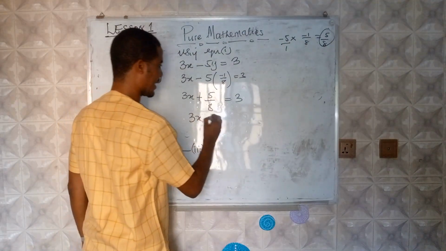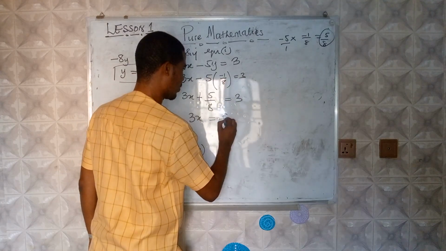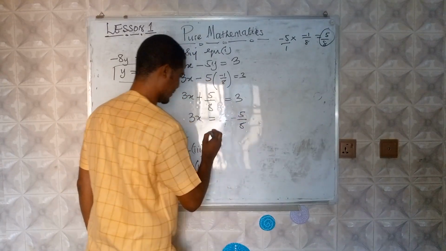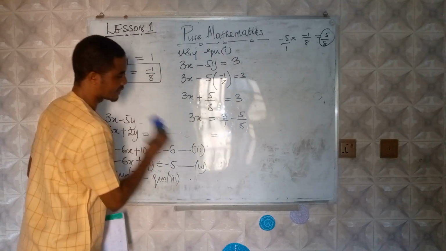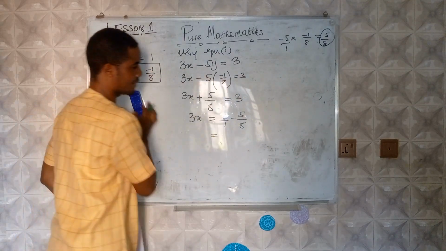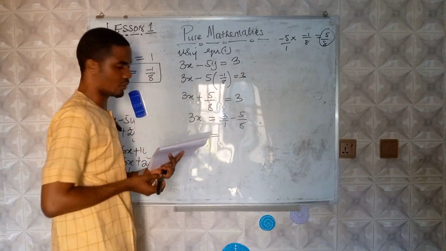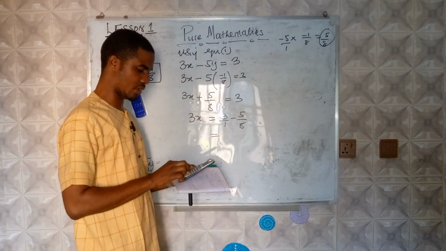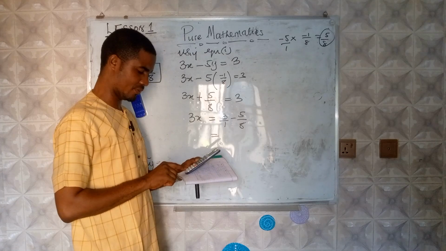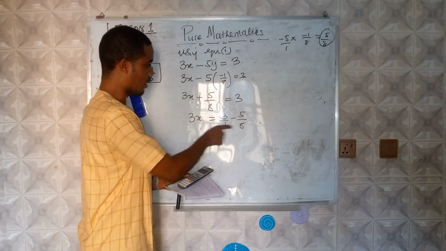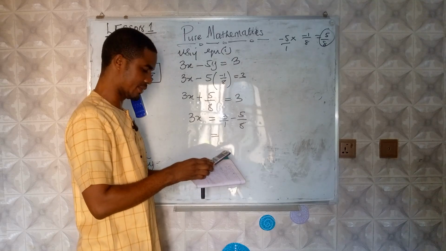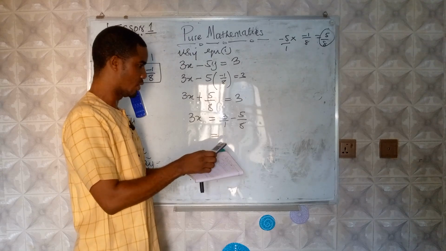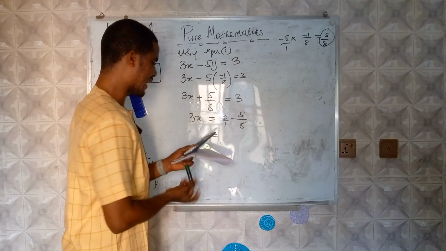So at this point, 3x is equals to, this goes over here, we have 3. Let me put it 3 over 1 minus 5 over 8. Okay, solving that is elementary mathematics, 3 over 1. But I want us to know how to use our calculator very well because of the level we are now. I'll put this in my calculator. I have 3 over 1 minus 5 over 8. That will give me 19 over 8.